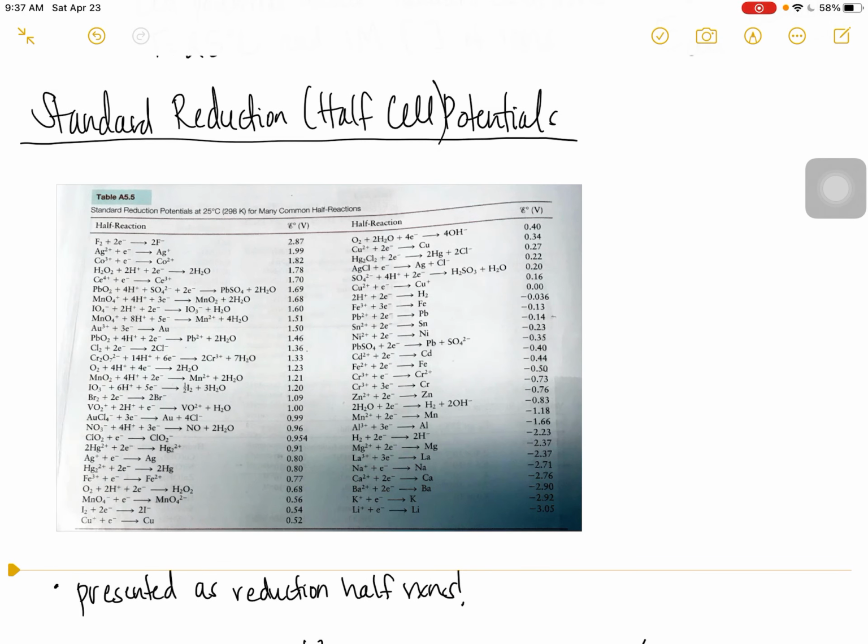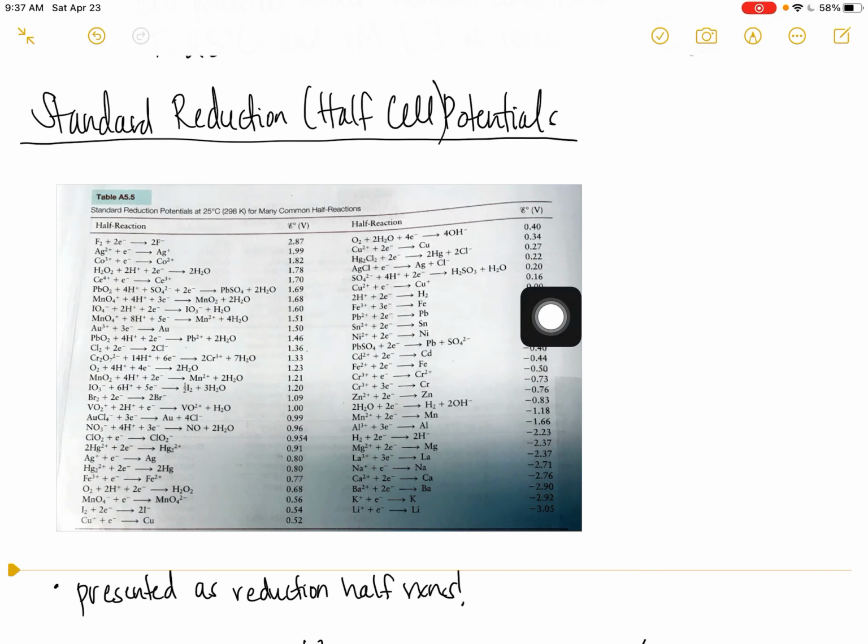So the same thing is true for these standard reduction potentials. Okay, so whereas in thermochem, if you double a reaction, you'd have to double delta H. Okay, that's because delta H is an extensive property. It depends on how much you have. But standard reduction potentials are like density. They're intensive. So it does not matter how much of something I have or how many electrons are being transferred.